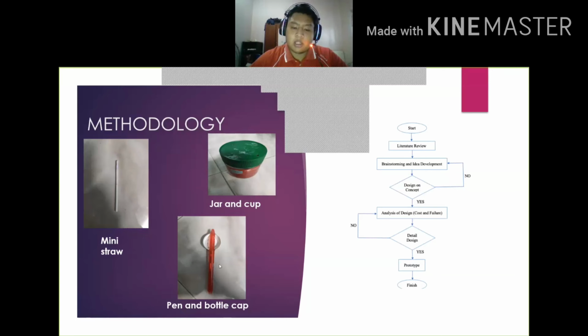Next, I will tell about our flowchart. The first step, we start the project. The second step, we use a literature review to understand how to make this project. The third step, we brainstorm for idea development. The fourth step, design and concept.